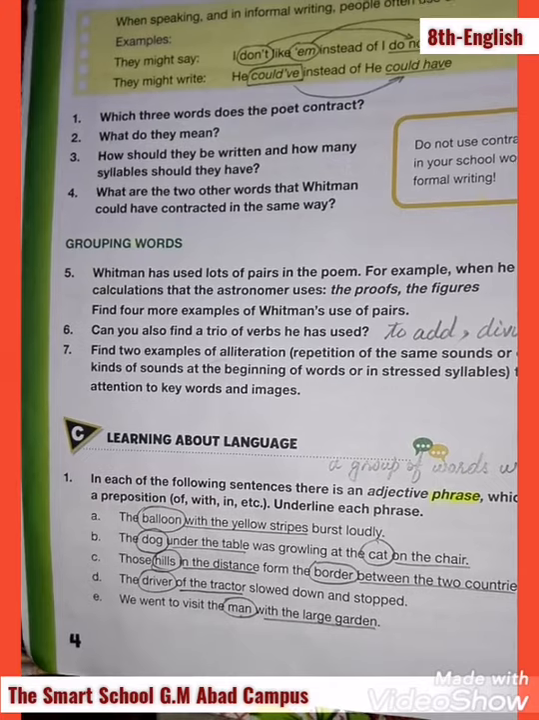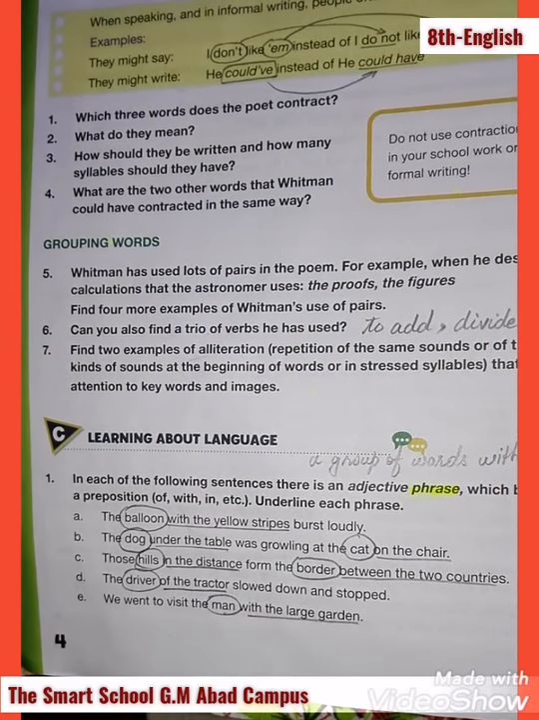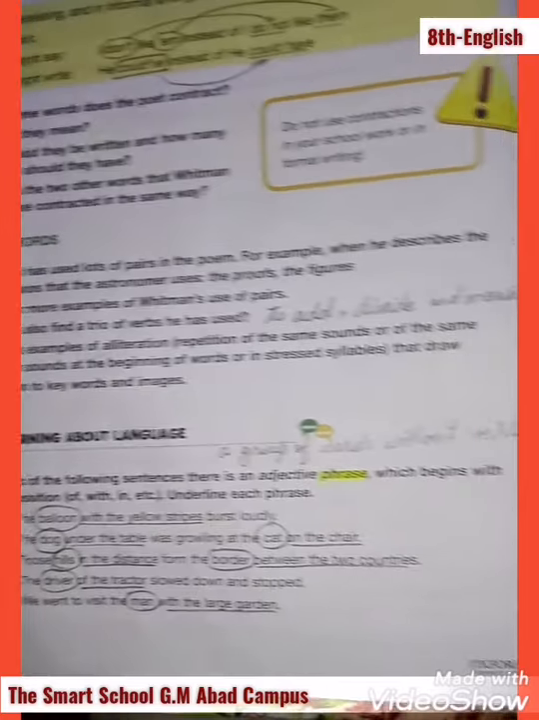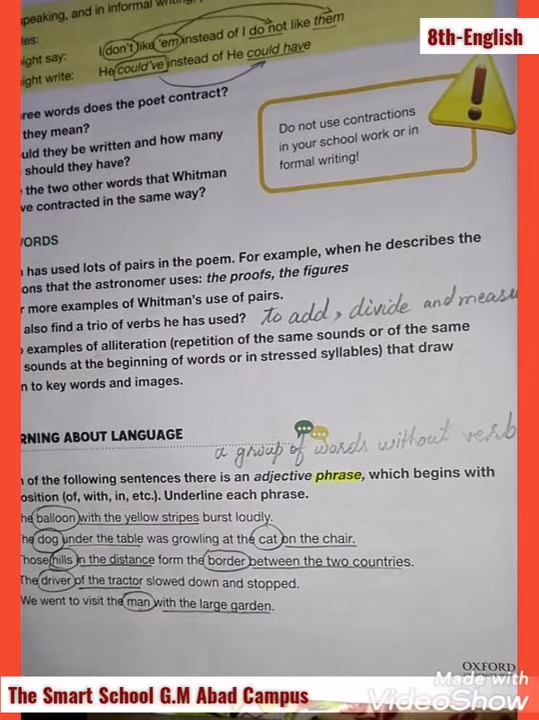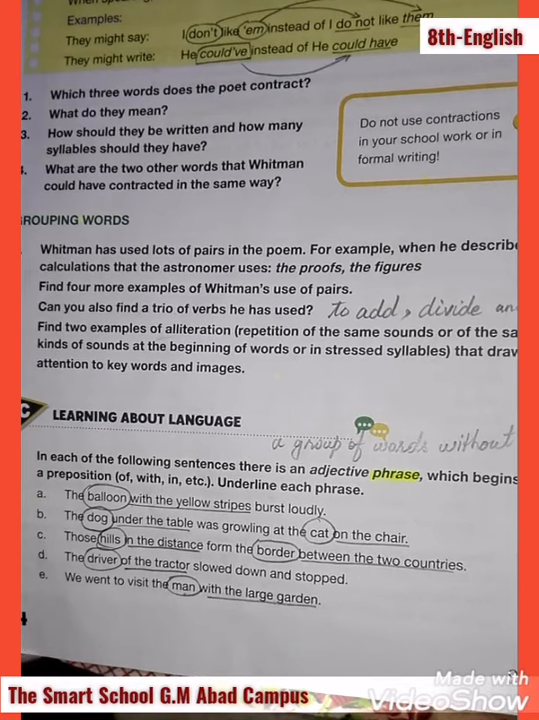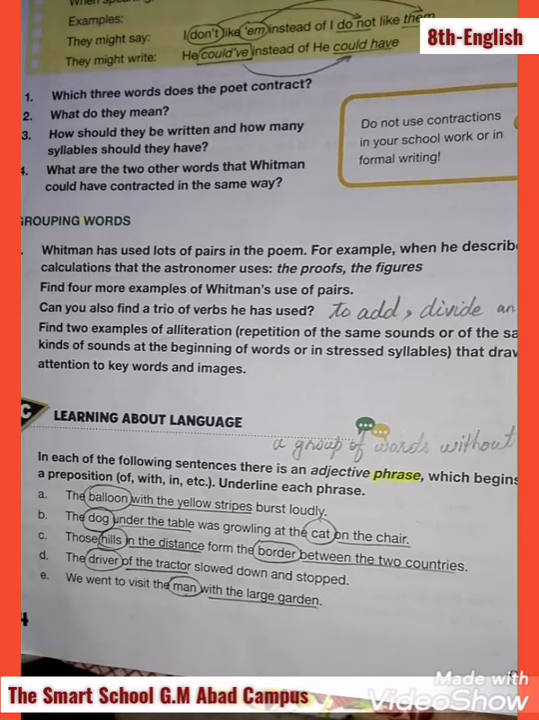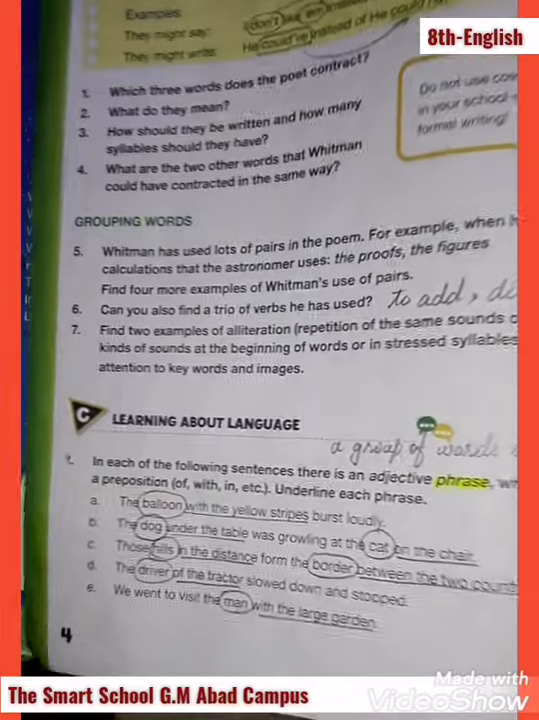Grouping words. Whitman has used lots of pairs in the poem. For example, when he describes the calculations that the astronomer uses, the proofs, the figures. Okay, jab inko wo define karta hai to bahut sare pairs ko use karta hai. Find four more examples from Whitman's use of pairs.